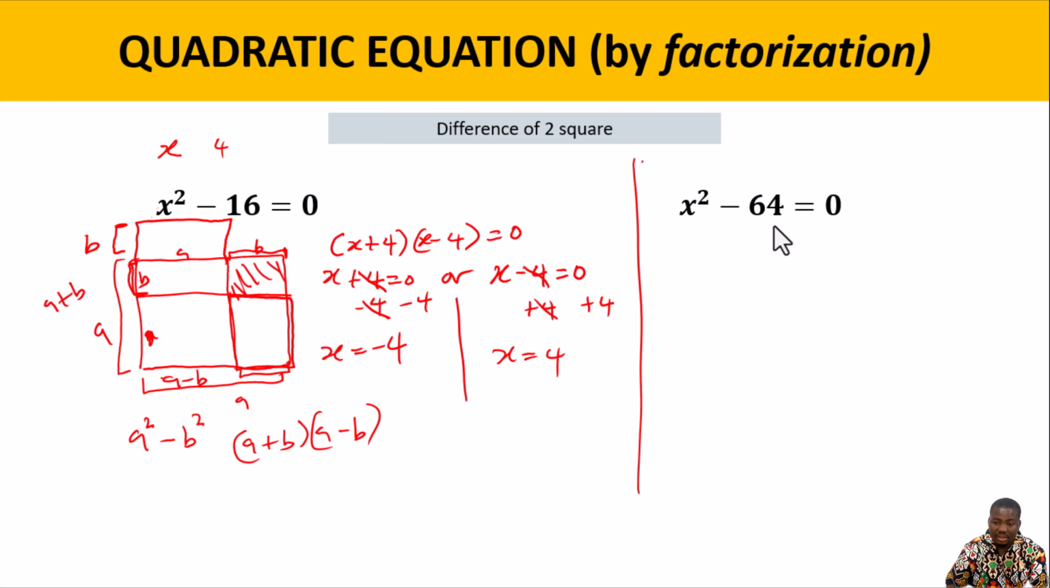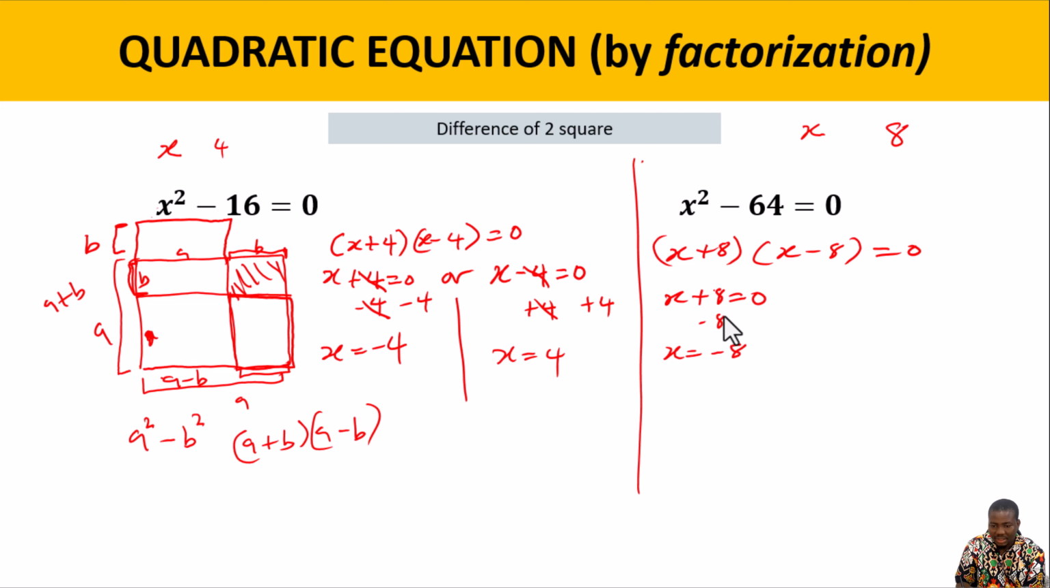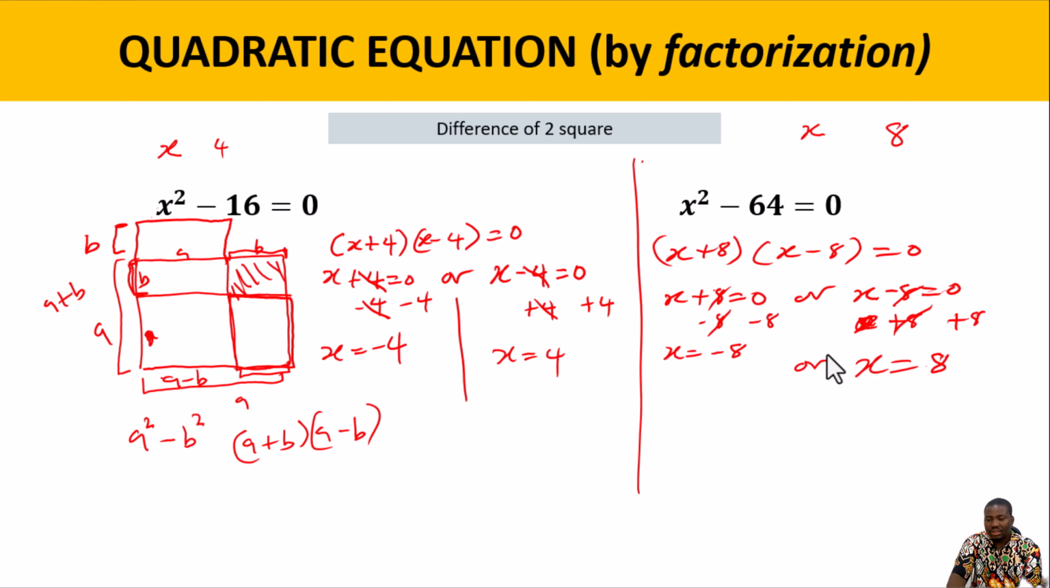Then we can do the same for this question. If 64 is B square, then B is going to be 8. If x square is A square, then A is going to be x. So we have x plus 8, x minus 8 equals 0. So if x plus 8 equals 0, that means x will be equal to negative 8 because we subtract 8 from both sides. Or if x minus 8 equals 0, when you add 8 to both sides, you have x equals positive 8. So x equals negative 8 or positive 8.